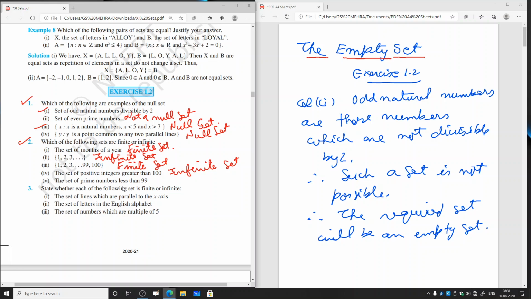The set of prime numbers less than 99. Since the number of prime numbers less than 99 can be counted, so this will be finite set. Now let us go to third one, question number 3. State whether each of the following set is finite or infinite. The set of lines which are parallel to the x-axis. We can draw infinite lines parallel to x-axis, so this will be infinite.